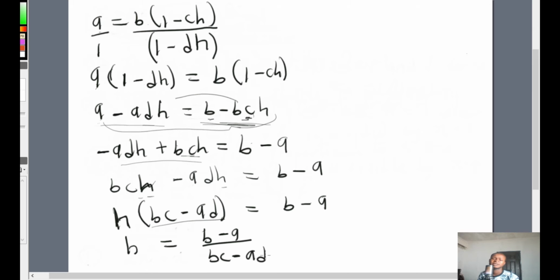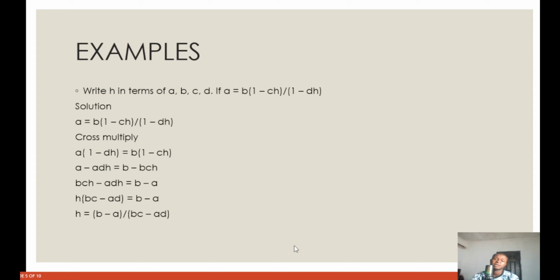You can see that it's very simple to make h the subject of the formula. We can go through my workings here and see how we can approach the question in an easy form. Now we've been able to make h in terms of the other variables, which are a, b, c, d. You can see that in my answer we have a, b, c, d present. So it's very easy. Let's go to another question and see how it is formed.